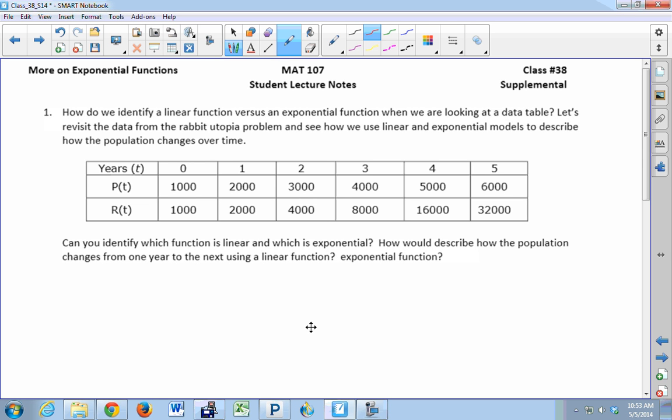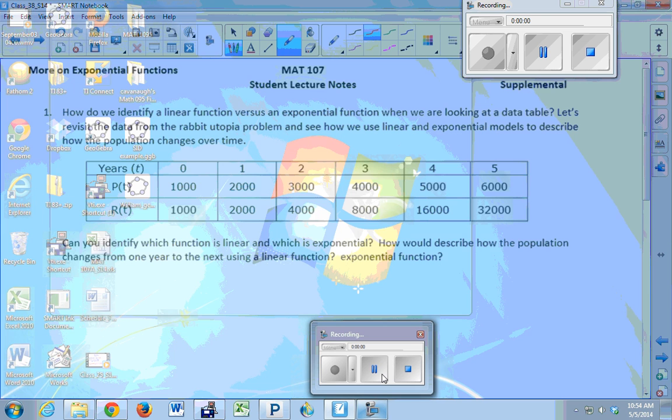And then how would you describe how the population changes from one year to the next when you have a linear function and when you have an exponential? And then when you're done, I'll ask you each for this description from your tables. So talk about it after you do it, come up with a sentence, and then I'll ask each table to report back in. Use your flags when everybody's done and you've talked about it.